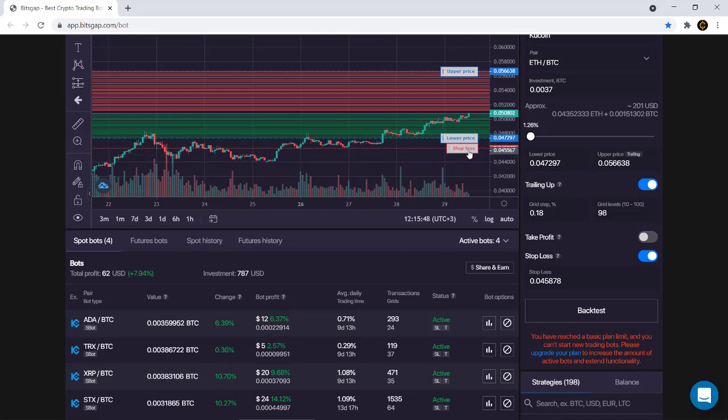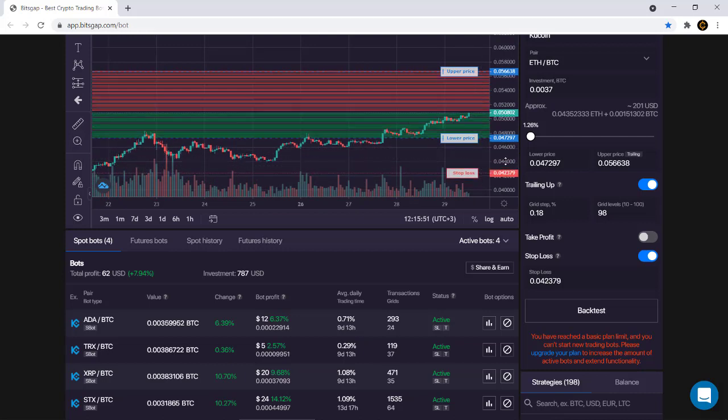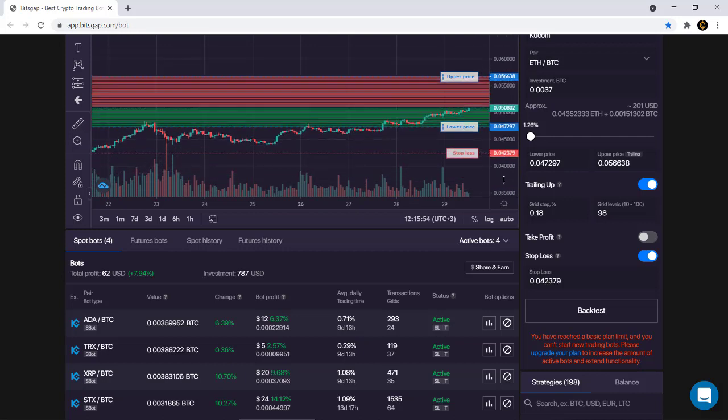But I'll put it on quite a low value, because I expect that even if the value of Ethereum were to drop against Bitcoin, I'd expect it to go back up again. So I'm going to put that at a very low value. Alright, this is my own preference. I'm not giving any financial advice. This is my own preference for the settings.